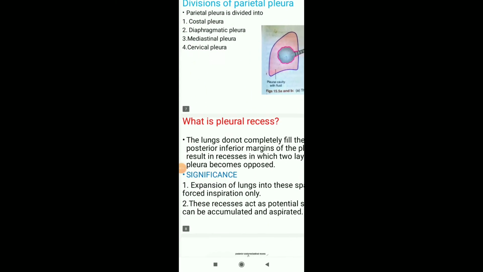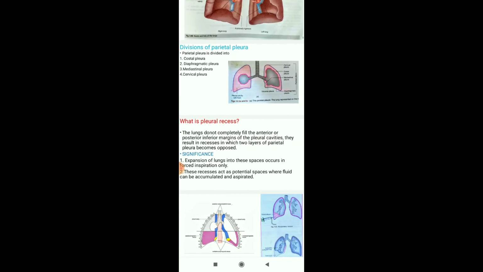Now let us see what we mean by pleural recess. Pleural recesses are the enlarged pleural cavities, or you can say they are the potential spaces where the lungs have not generally expanded during normal respiration. These pleural recesses are filled by lungs only during forced inspiration.